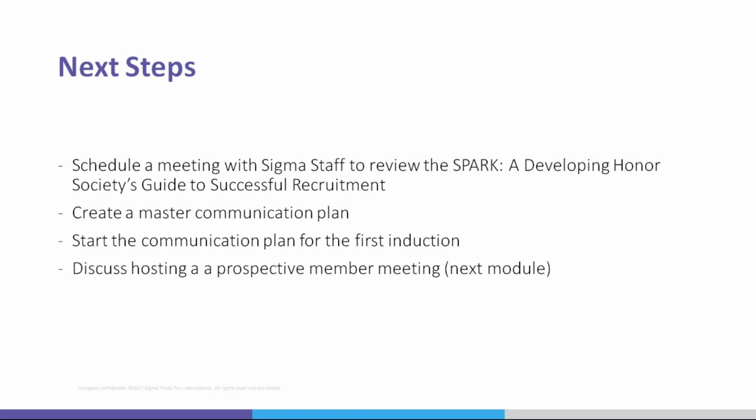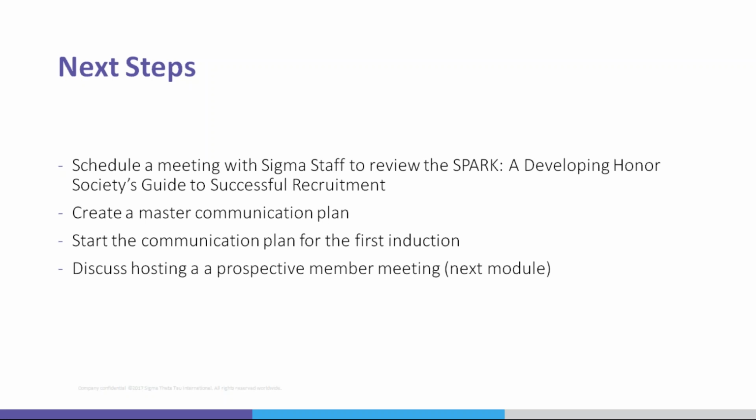In the rest of this module, you will be asked to schedule a meeting with staff so that we can review a tool that we provide for our Developing Honor Societies. Spark, a Developing Honor Society's guide to successful recruitment, has helpful advice for making initial connections, recruiting new members, and continues through the induction process. There are resources available to assist you as you plan for a prospective member meeting, induction, and a new member orientation.